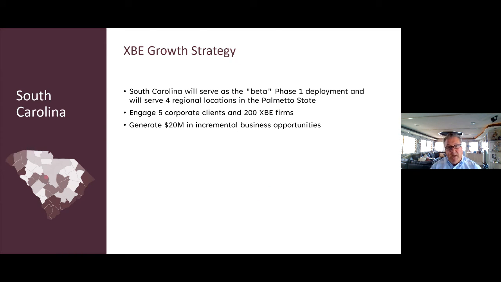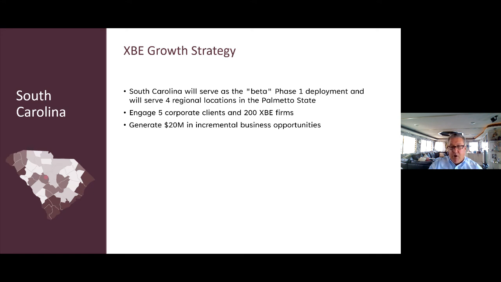What we're going to do in the state of South Carolina is roll this out city by city in a variety of service sets. But what we hope to do is glean about 200 XBE firms here in the state, 5 specific corporate clients in the state, and that will match up to the other states. So you can multiply this, essentially, by about 50. And then it is our intention to generate $20 million of incremental business opportunity in the state by the end of the year.